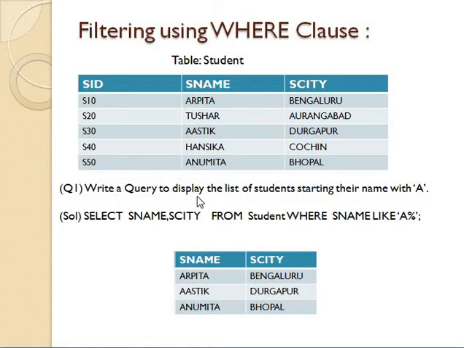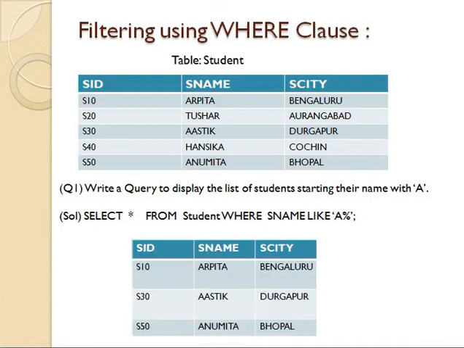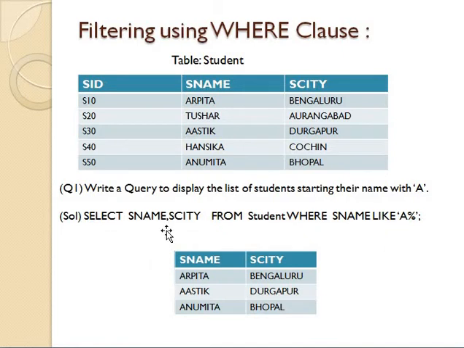So for the same query, which is asking you to list the students with their name starting with A, here in this example, I have listed only two columns, that is SName and SCity from the table student. That's why the query says select SName, SCity from student where SName like 'A%'. But in this query, I am selecting all the columns, that is SID, SName, as well as SCity, where SID was not present in the previous query because I had listed only SName and SCity.